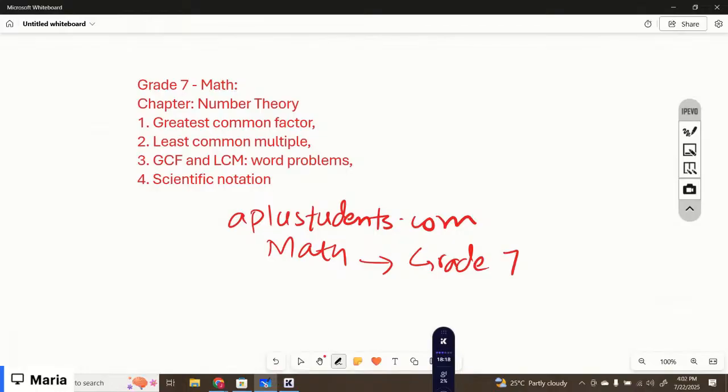There you can find the list of the chapters. We're going to start with the chapter number theory. The lessons we're going to cover today are greatest common factor, least common multiple, GCF and LCM, GCF and LCM word problems, and scientific notation. So please make sure you have your notebook and pencil so that you can note down the important examples and definitions as well.